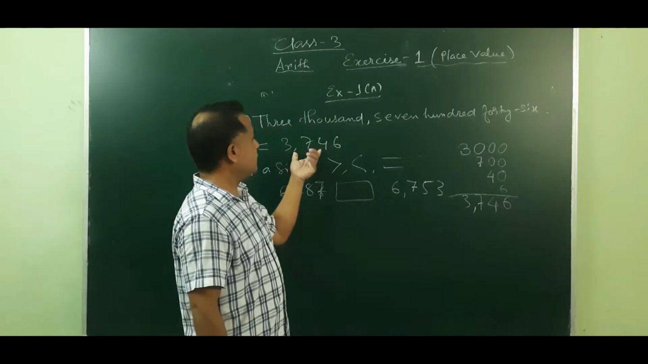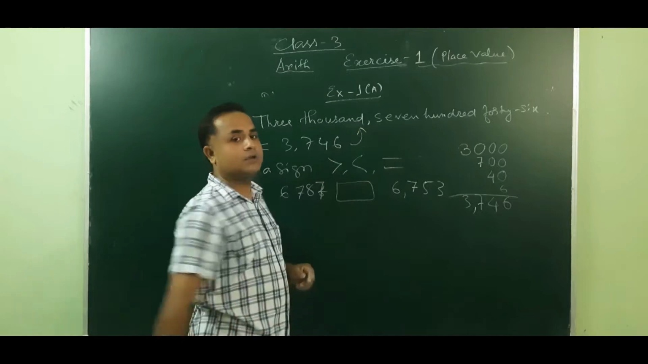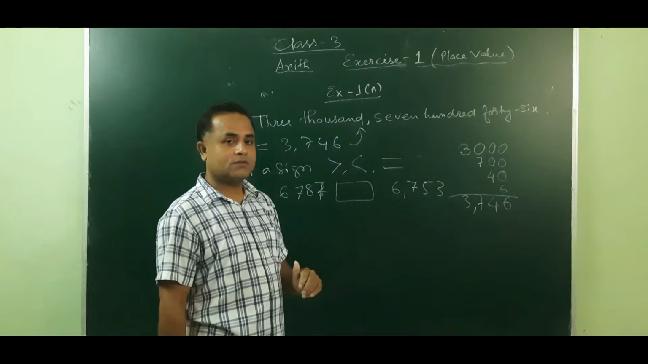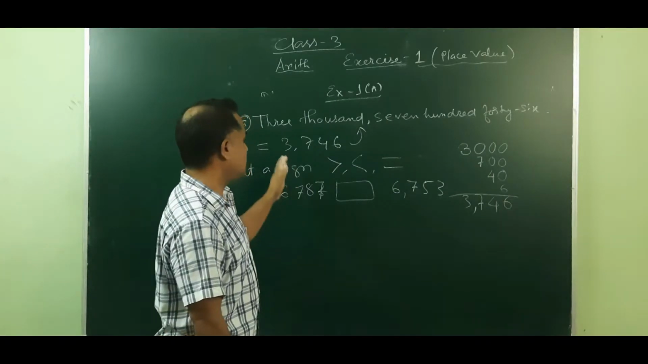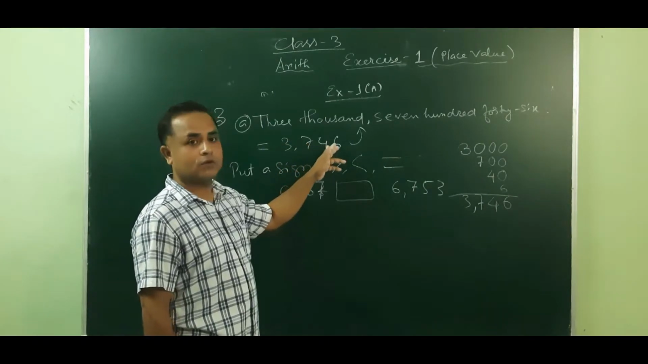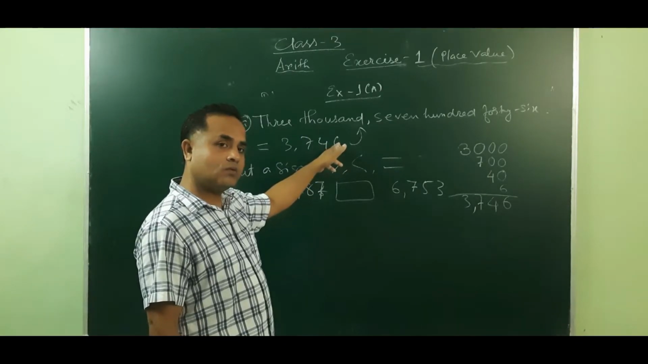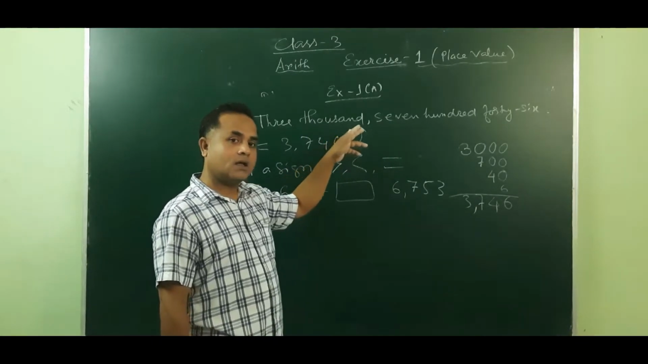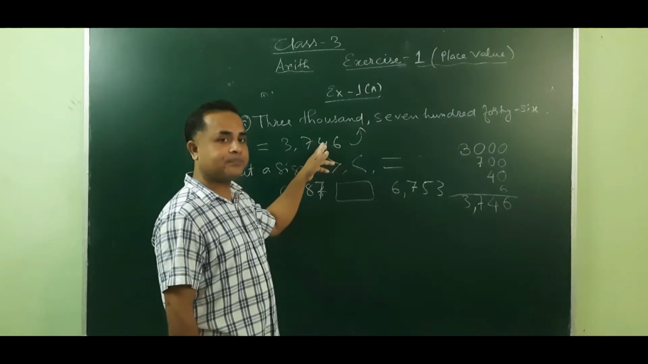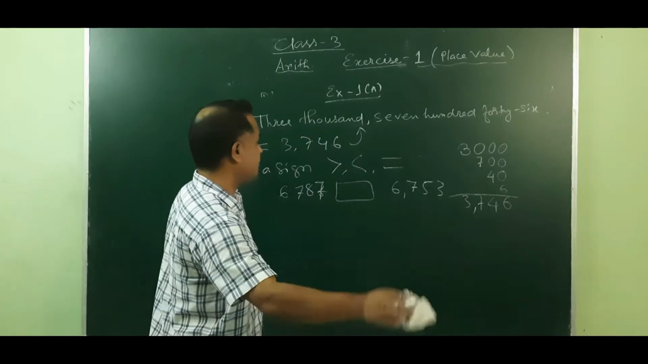So if you are given a figure like this and asked to write in words, then you will just do it in reverse. If 3746 is given, then what will you write? That time you will write figures from this side, 3746. But one thing you cannot forget, that the place value will remain in its own place. That is, 6 should be in the 1s, 4 should be in the 10s, 7 should be in the 100s, and 3 should be in the 1000s.